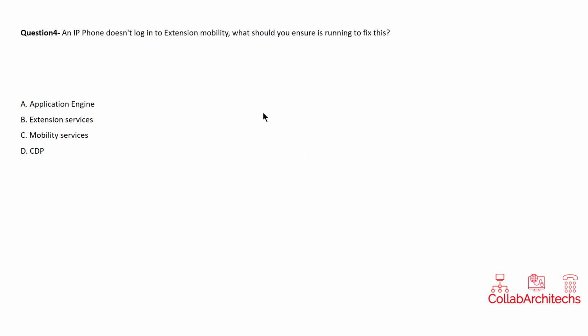Hello friends, let's see what this question which is of Cisco collaboration is asking about. An IP phone doesn't log into extension mobility. What should you ensure is running to fix this? So we have four options. Option A is application engine. Option B is extension services. Option C is mobility services. And option D is CDP. So let's see what Cisco doc is telling about this extension mobility issue.